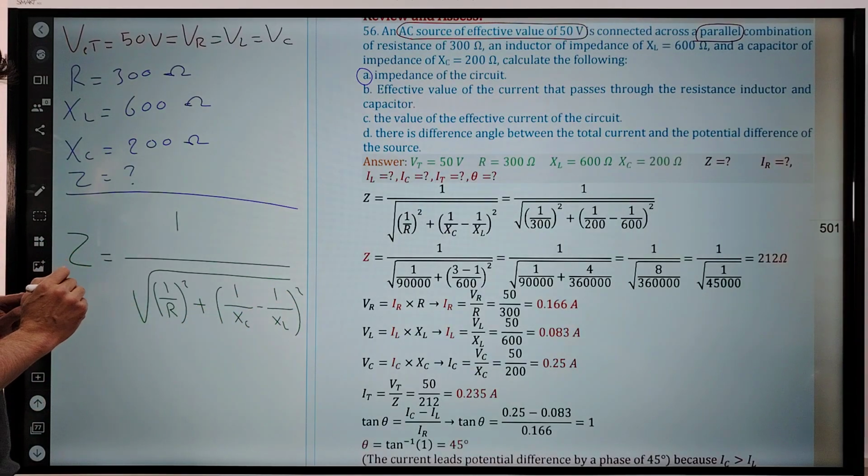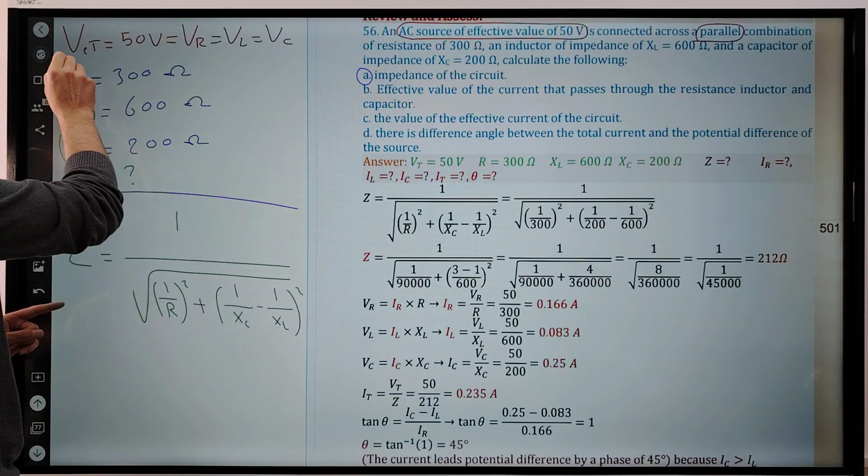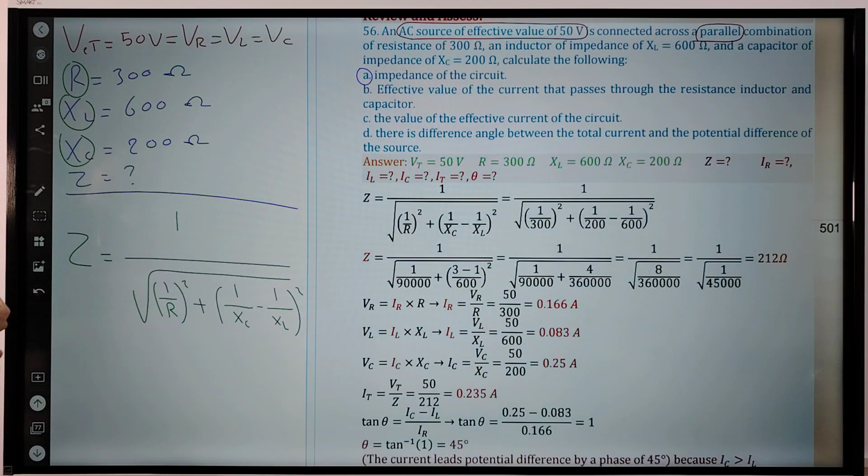Why do you have to use this equation? Because in the question, XL, XC, and R are given directly. That is why we have to use this equation. Okay, it depends on the question.